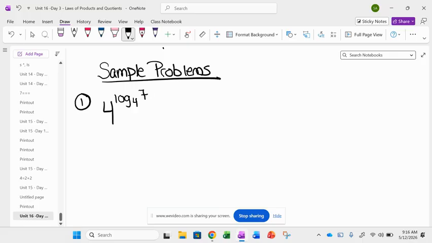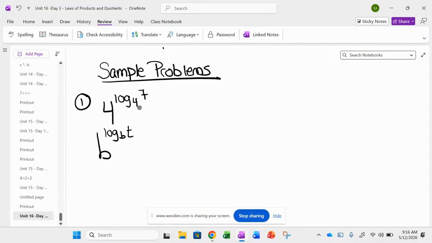Okay, so what do I want you to notice? I have a base of 4 raised to a log with the same base as the base of my exponential. So is this a shortcut? Absolutely. This fits the shortcut that says b raised to the log base b of t. And what does b raised to the log base b of t equal? T. So what does that mean? This has to end up being the argument, which is 7. That's what that simplifies down to.